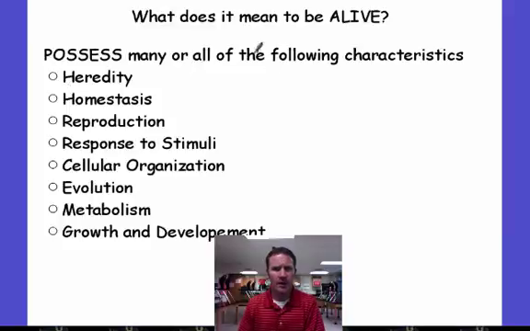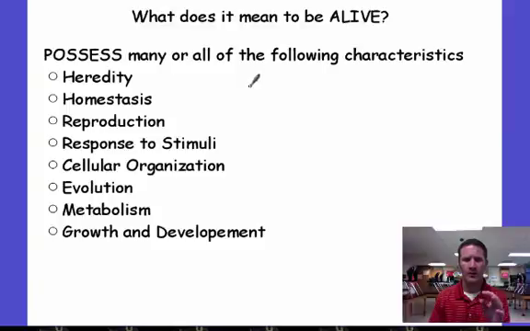Okay, so we talked a lot about living organisms. What does it mean to be a living organism? Really there's a whole checklist of characteristics that are needed for an organism to be considered a living organism. They are heredity, homeostasis, reproduction, response to stimuli, cellular organization, evolution, metabolism, and growth and development.